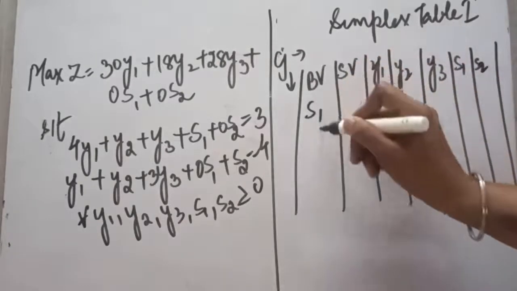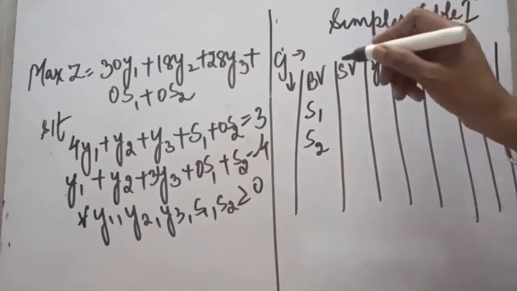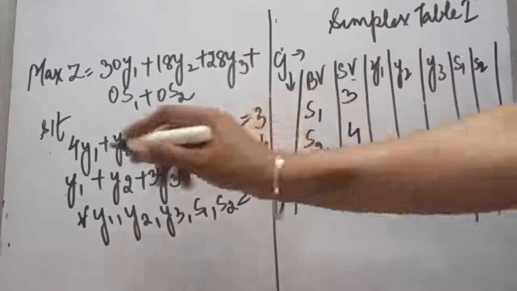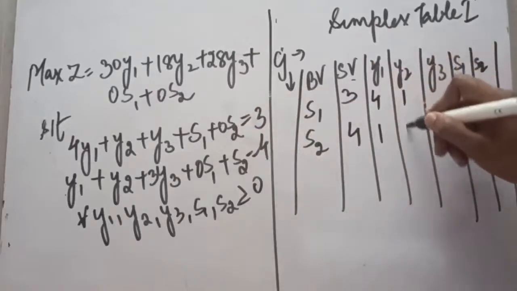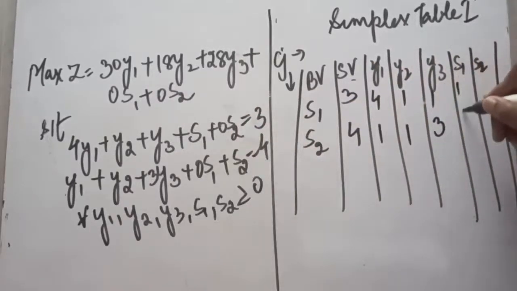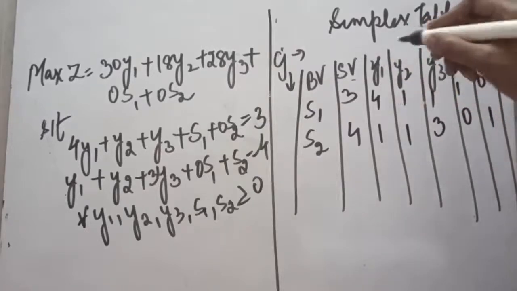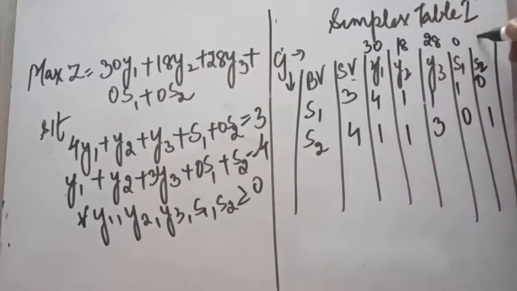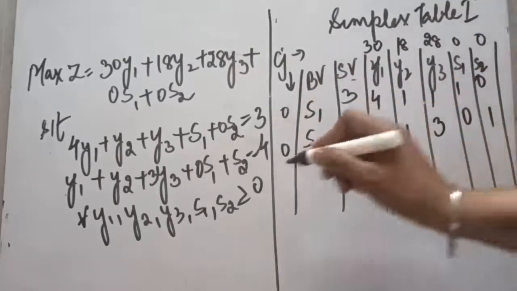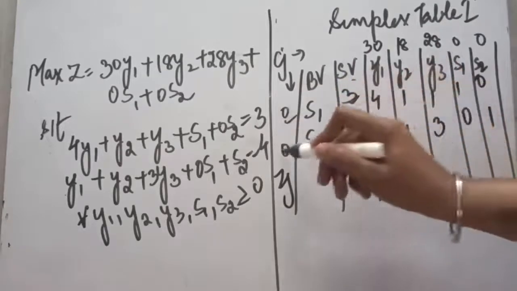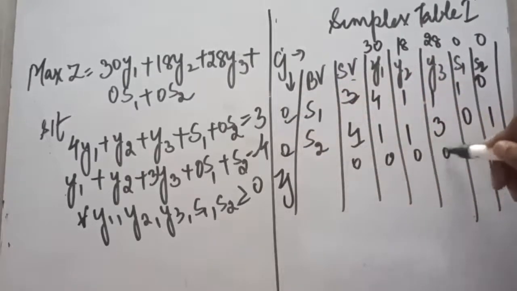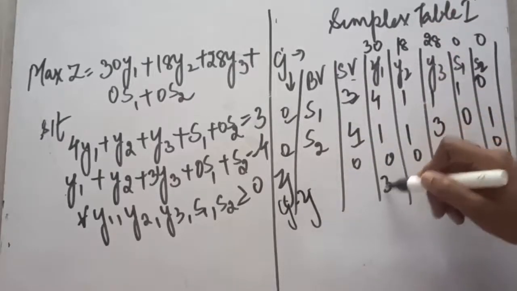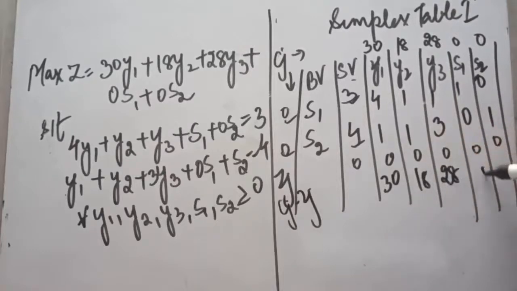So in the basic variable column, the slack variables that we introduced in Cj, the solution values are these 3 and 4. y1 is 4, 1, this is 1, 1, y3 is 1, 3, 1 0 0 1, and Cj is 30, 18, 28, then 0 0. So this will also be 0 0. Then we calculate Zj, this into this plus this into this. So in the first row all Zj will be 0, and then Cj minus Zj will be 30, 18, 28, 0 and 0.